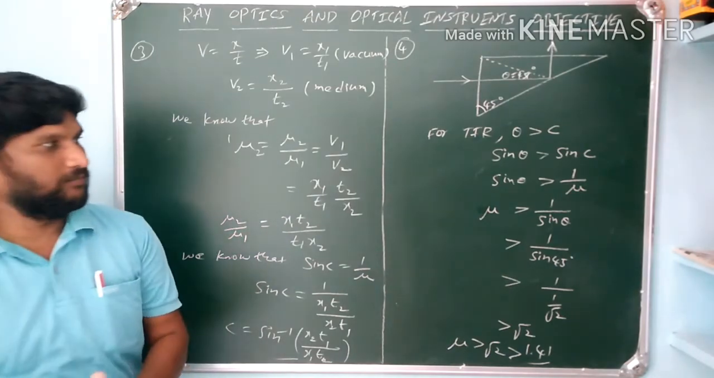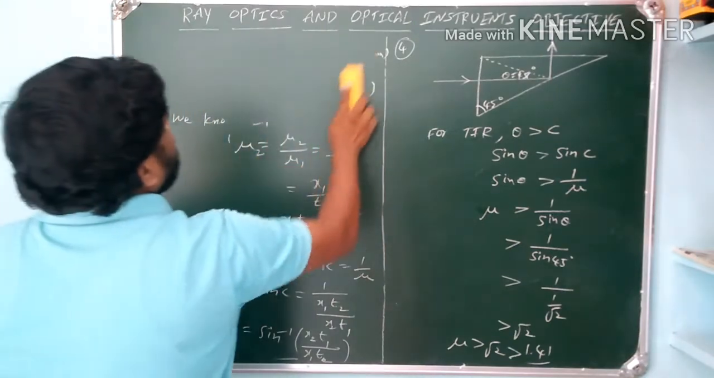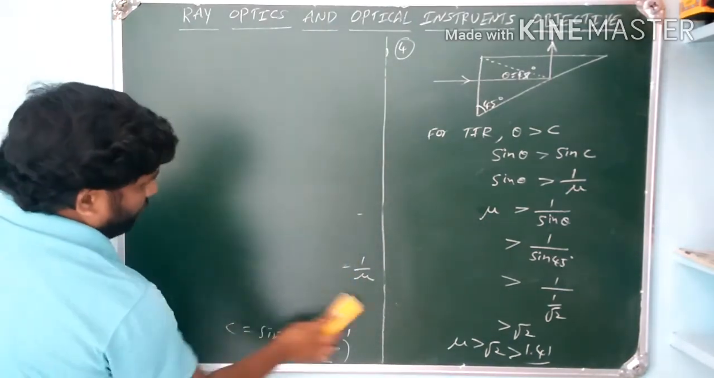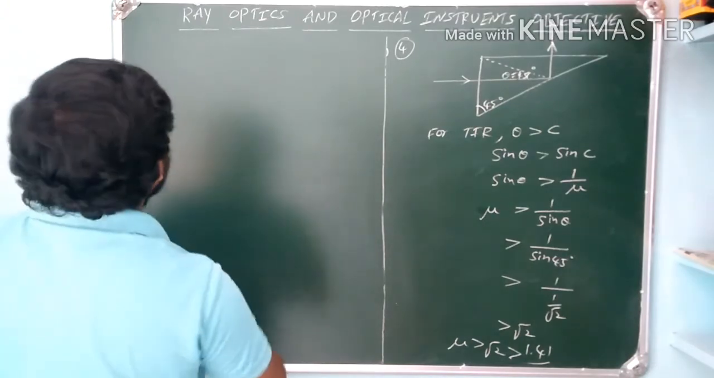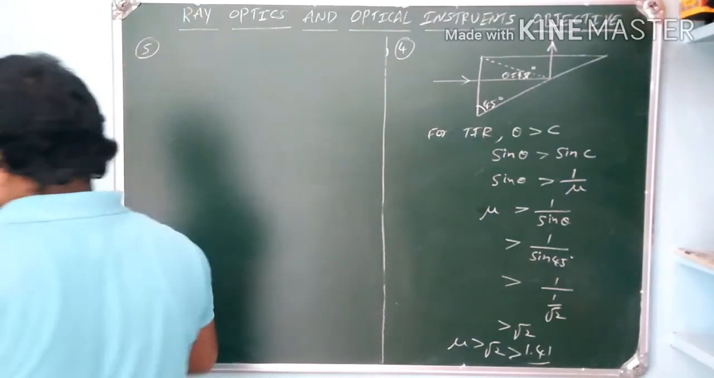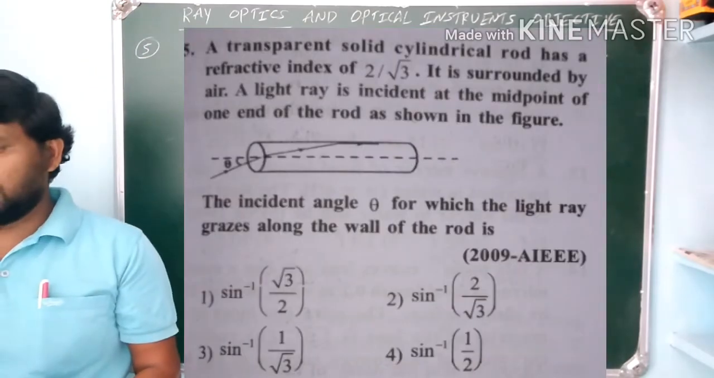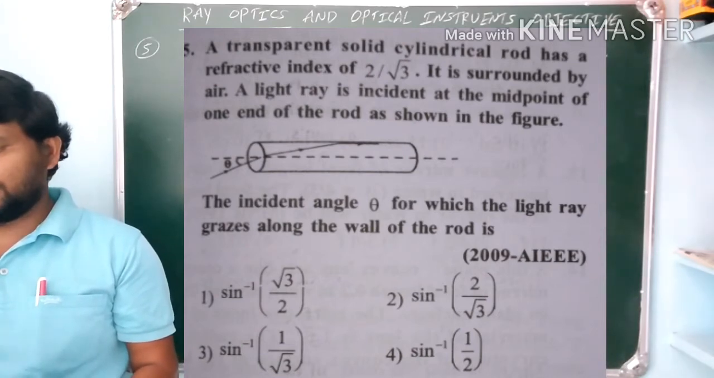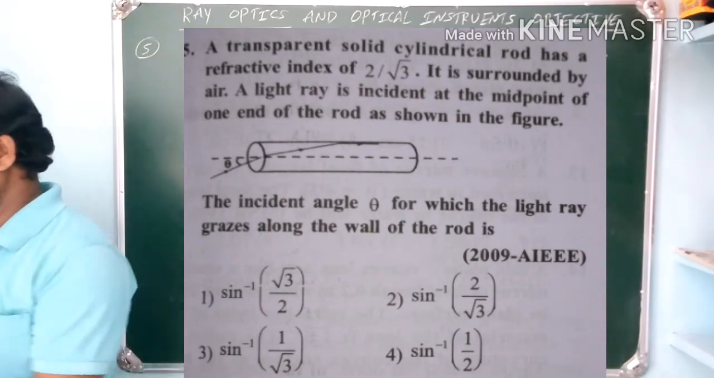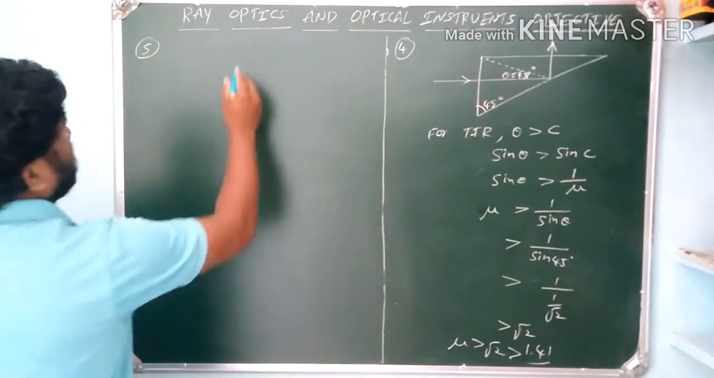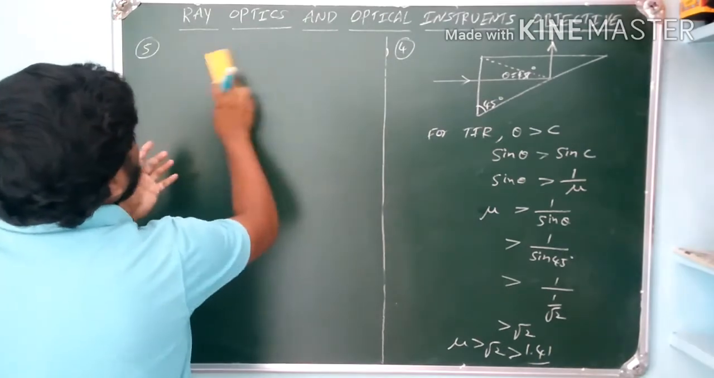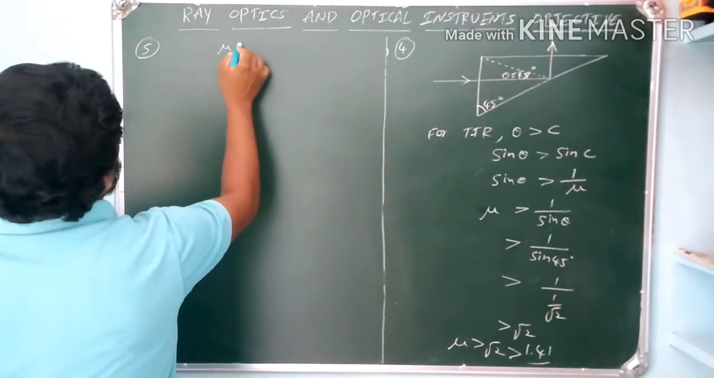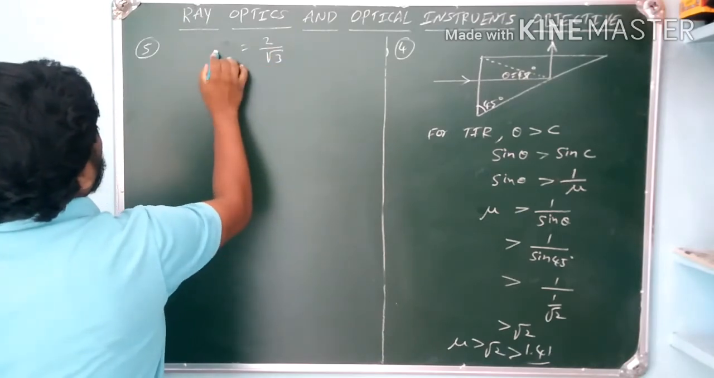And the next one is the fifth sum. The sum is like this. A transparent solid cylindrical rod has a refractive index of 2 by root 3. It is surrounded by air. A light ray is incident at the midpoint of one end of the rod as shown in the figure. The incident angle theta for which the light ray grazes along the wall of the rod is. Okay, the diagram is like this. Here the mu value is given as 2 by root 3.